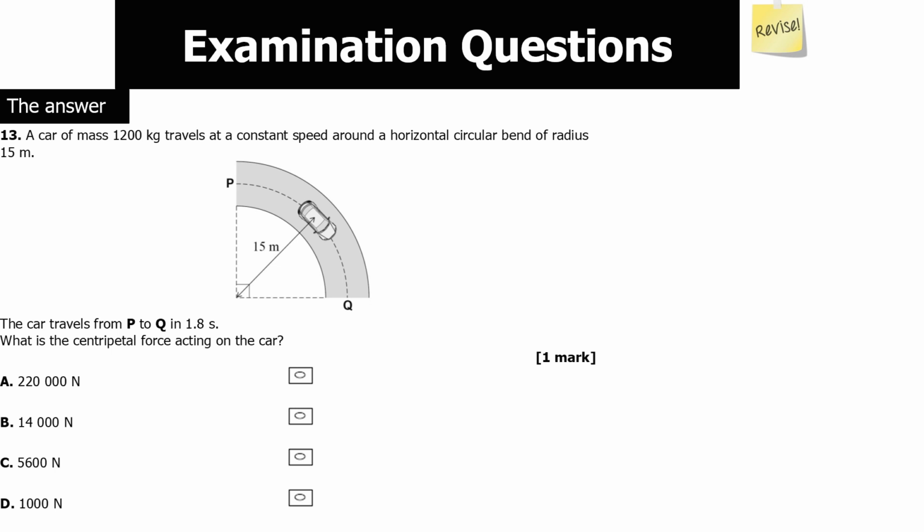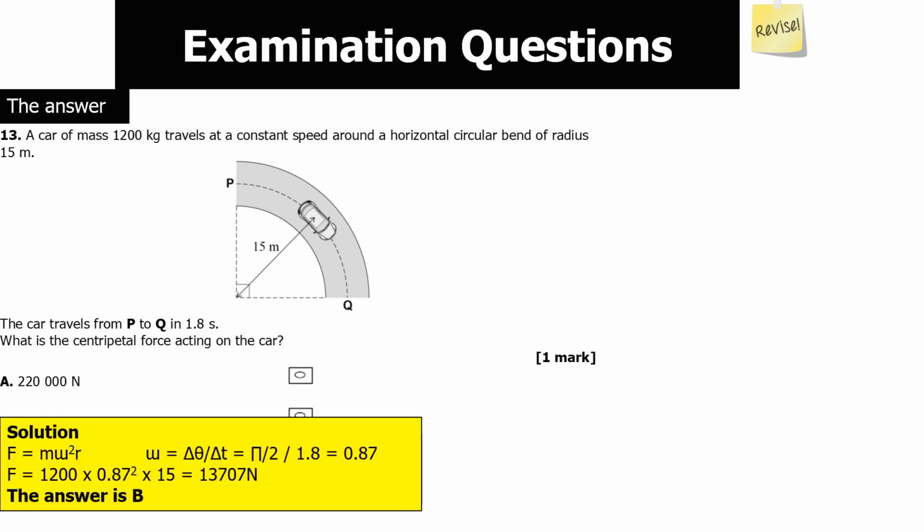Right, so for this question we know F equals m omega squared r, because that's the equation for the centripetal force. And we also know that omega, the angular velocity, is equal to the change in angle over the change in time. We know here that the change in angle is pi over 2 radians, because you can see it's a 90-degree change from the diagram. We know that the time is 1.8 seconds, so our value for omega is 0.87 radians per second. We can then substitute that into the equation: 1200 times 0.87 squared times 15, so it's going to be 13707 newtons. The answer is B.